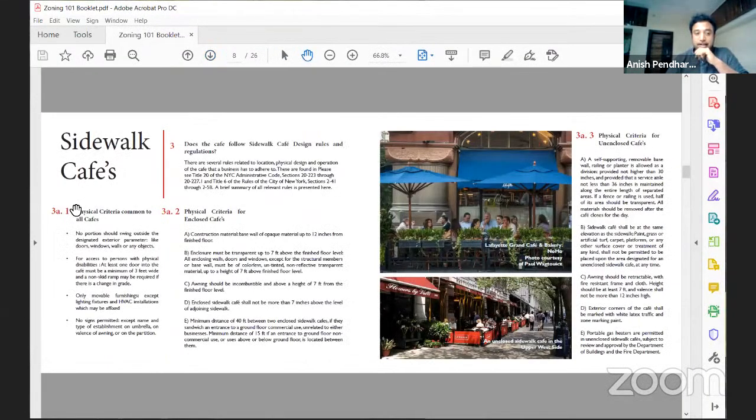And then physical criteria is common. So no portion of the cafe should swing outside the designated exterior parameters, and how the access should be planned. It should not restrict the access to fire exits or to the doors, and the same for enclosed cafes, the same for unenclosed cafes.